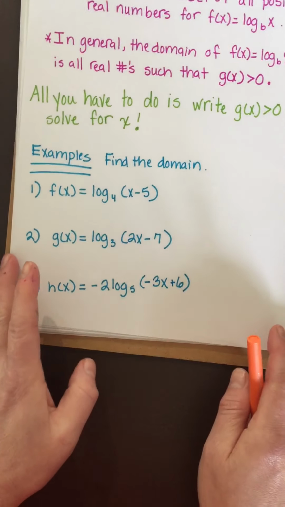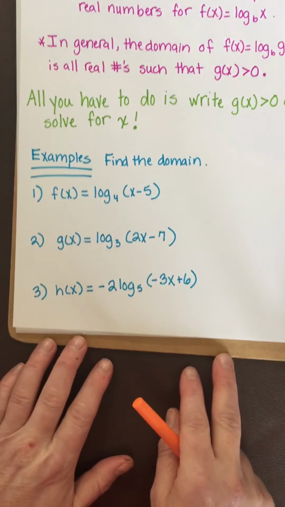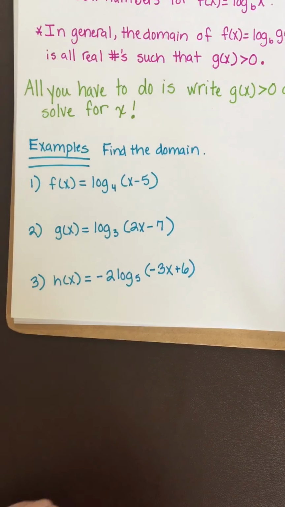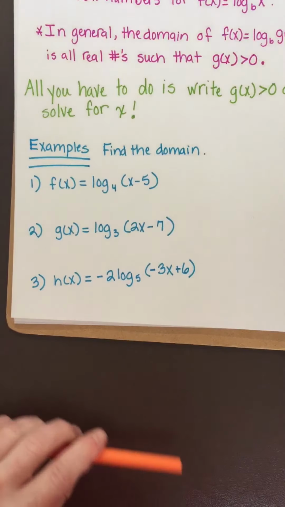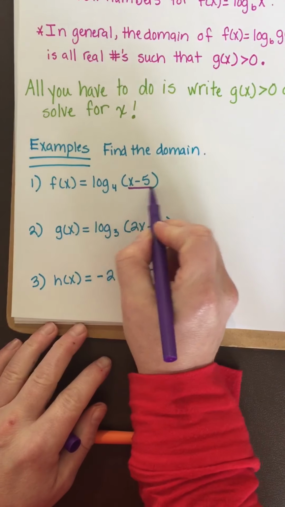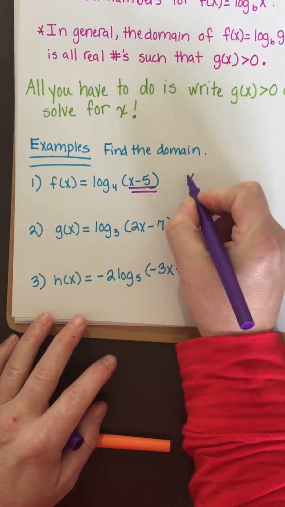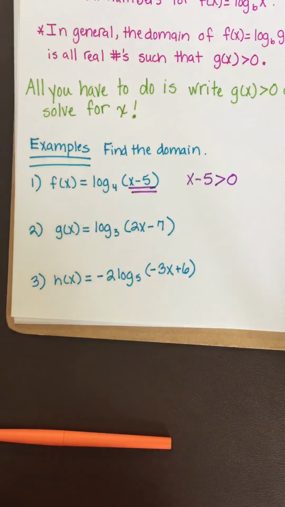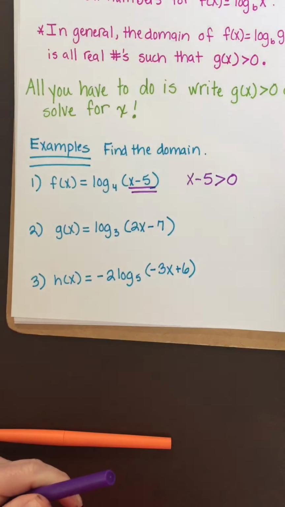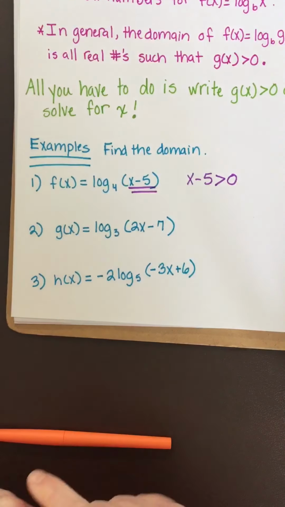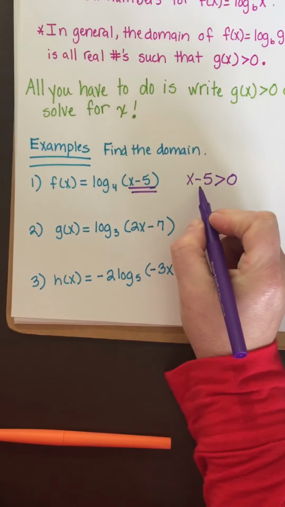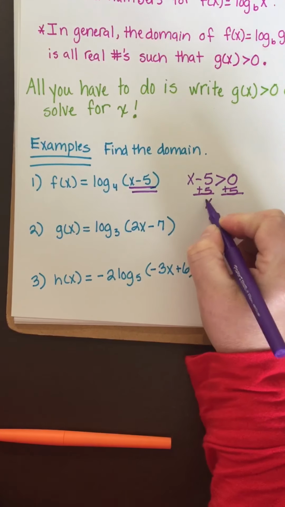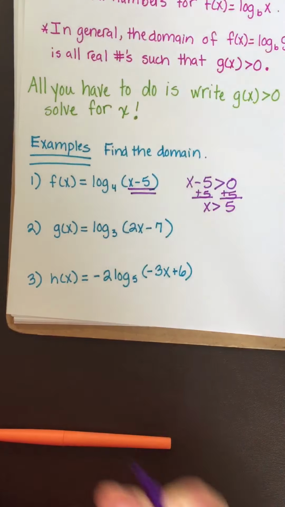Okay, so let's look at the first one. We got f of x equals log base 4 of x minus 5. So all you want to do is take this good stuff right here, and set it to be greater than 0. I can only take the log of positive stuff. So to get rid of this minus 5, I add 5. And of course 0 plus 5 is 5. So we get x is greater than 5.